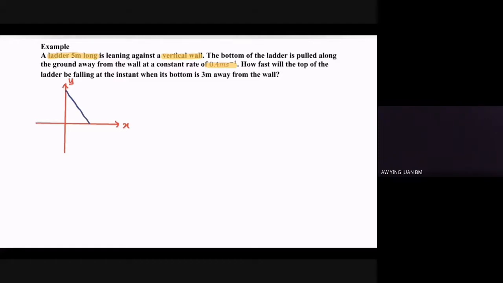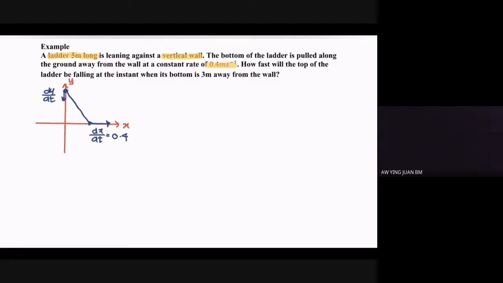Now they said the bottom of the ladder is pulled along the ground away from the wall at a constant rate 0.4. Consider the bottom is pulled away at the rate, so we consider it as dx dt. We assume that to the right is positive, so dx dt will become 0.4. As the bottom moves to the right, automatically the top of the ladder is going down, meaning that dy dt will be a negative value because it is falling down.